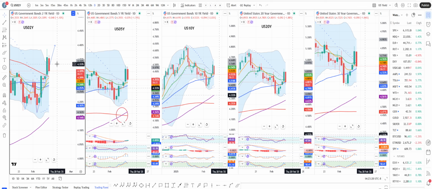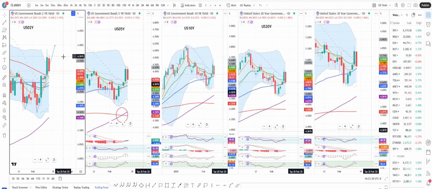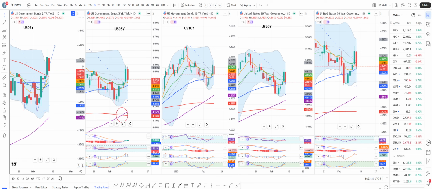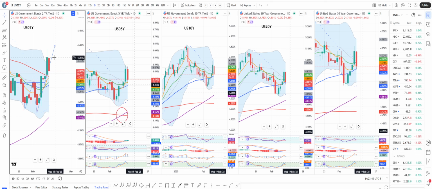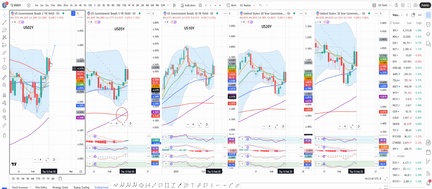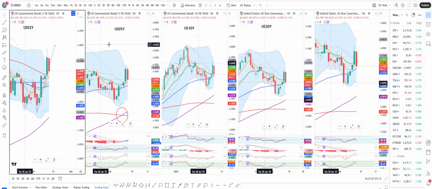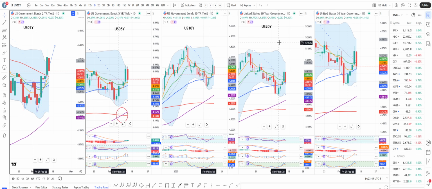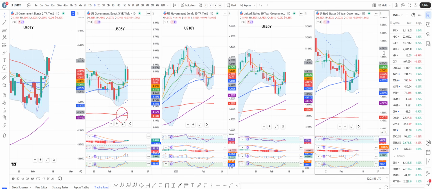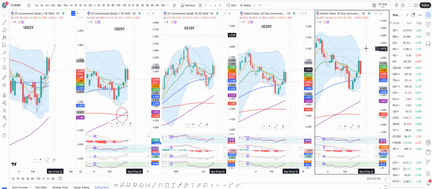Today was a very strong bearish move. However, it wasn't sufficient to reverse the trend yet. This is a so-called bearish harami for the 2-year and 5-year yields. The 10-year, 20-year, and 30-year are forming right now a bearish engulfing.